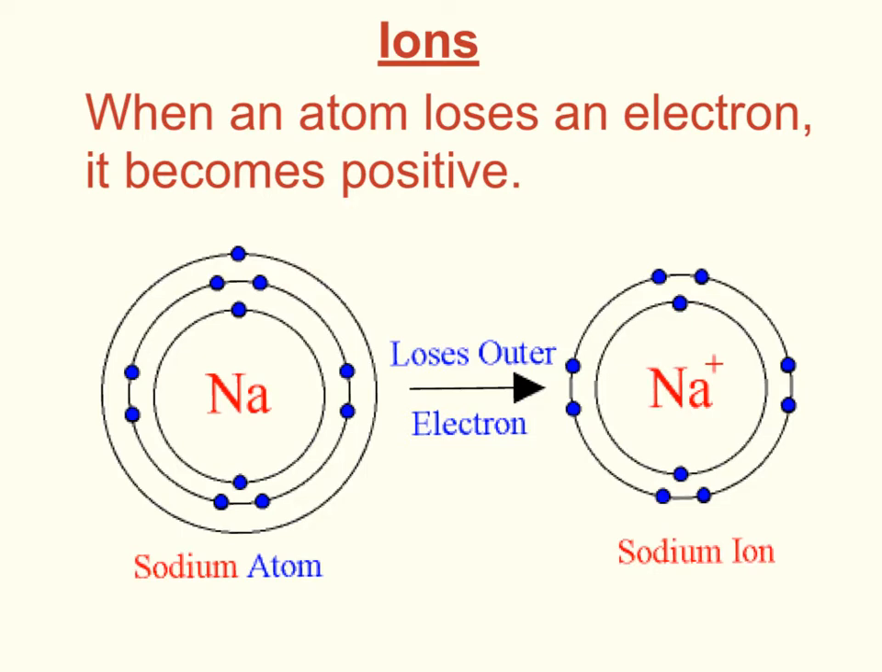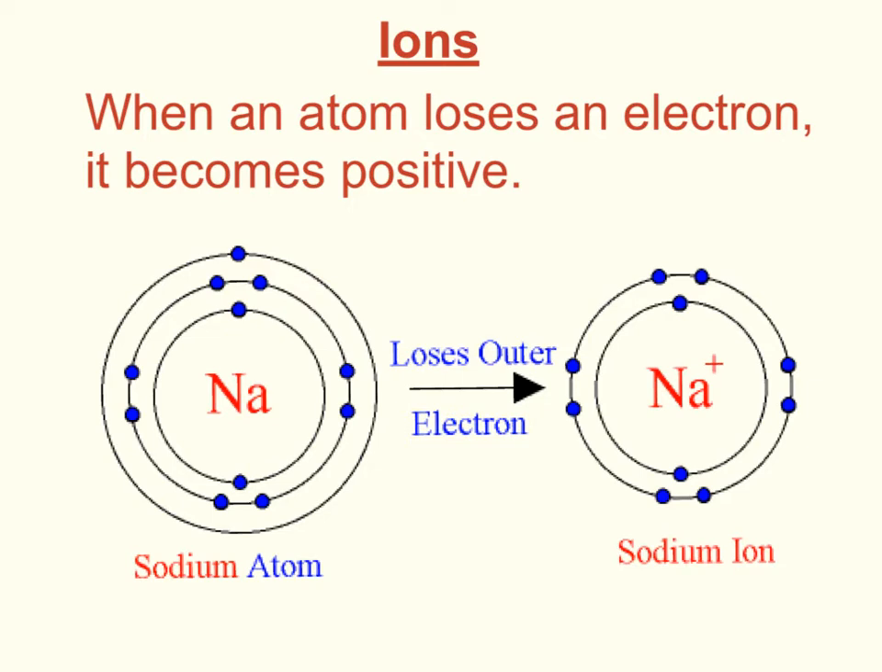Remember that a neutral atom has an equal number of protons and electrons. Protons are positively charged and electrons are negatively charged. So when the numbers are even, all of the positive and negative charges cancel each other out and you end up with a neutral atom. However, when an atom loses an electron, it becomes positively charged.